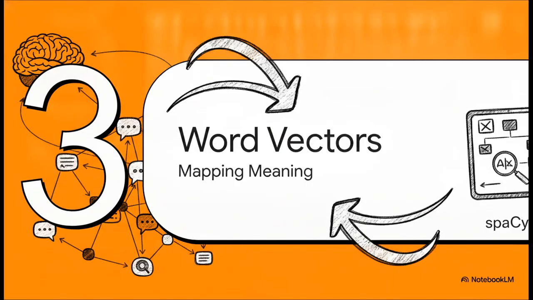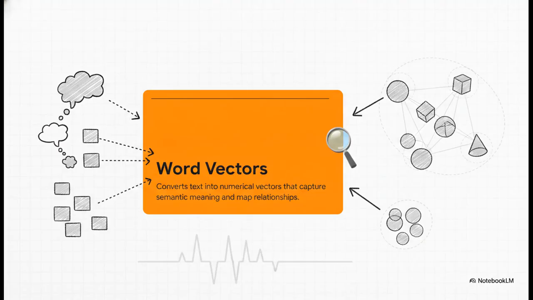To fix this huge blind spot, we step up to the next major innovation in Section 3, mapping meaning with word vectors, utilizing powerful libraries like spaCy. Now, here's how we solve that vocabulary problem. Word vectors convert text into numerical vectors that actually capture semantic meaning. Instead of a simple binary checklist, these models learn meaning by analyzing the context windows surrounding tokens. This naturally clusters related words together in a multi-dimensional mathematical space.